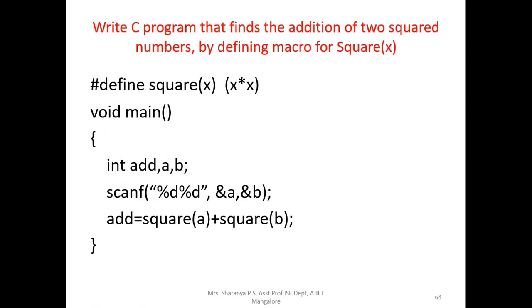Here there is one example program which makes use of these macros. Write a C program that finds the addition of two square numbers by defining the macro of square of x. Square of x is the macro defined.